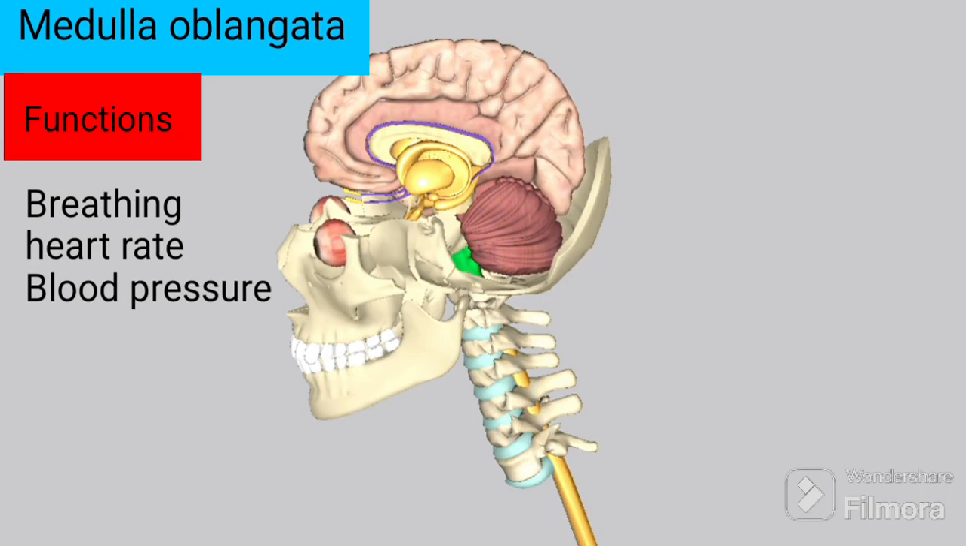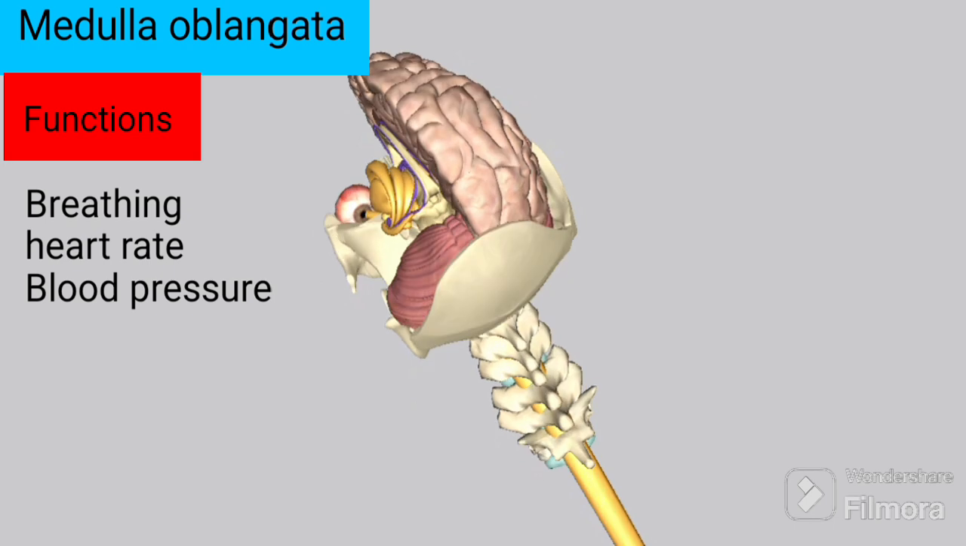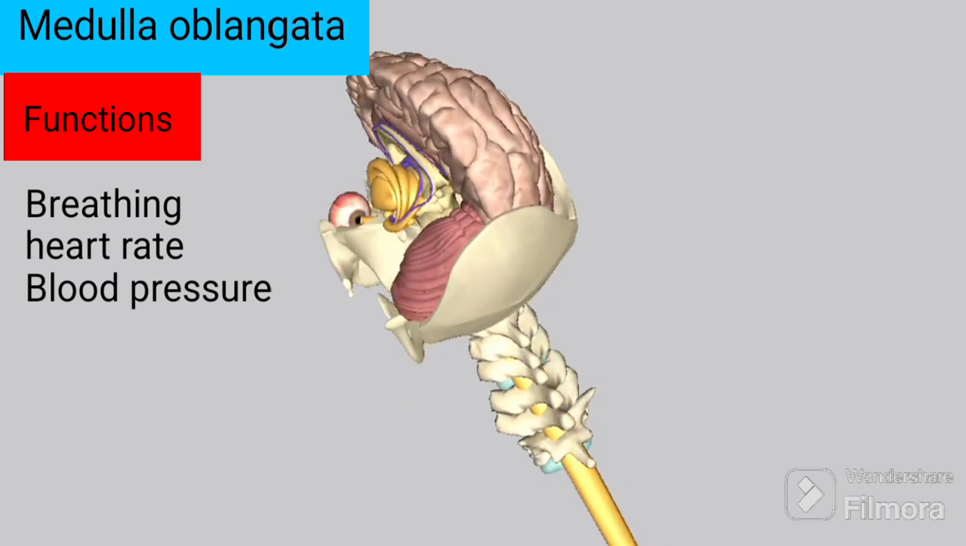Medulla oblongata is the lower half of the brainstem. It's often referred to as simply the medulla. The medulla contains the cardiac, respiratory, vomiting, and vasomotor centers and deals in autonomic involuntary functions such as breathing, heart rate, and blood pressure.